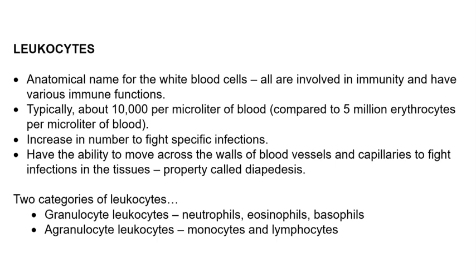There are two broad categories of leukocytes: the granulocyte leukocytes, which consist of the neutrophils, the eosinophils, and the basophils, and the agranulocyte leukocytes, which consist of the monocytes and the lymphocytes.